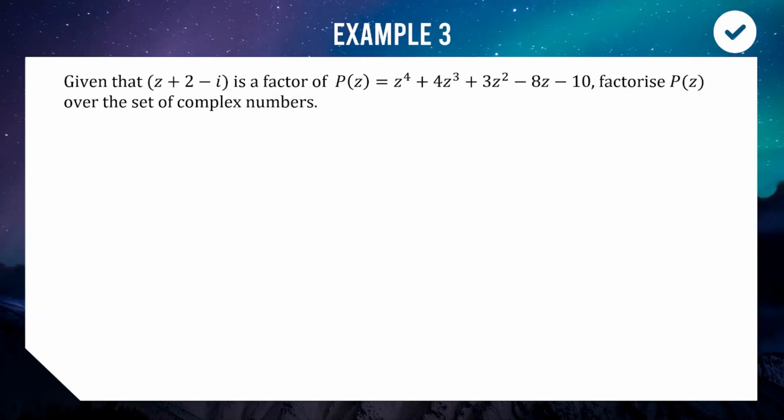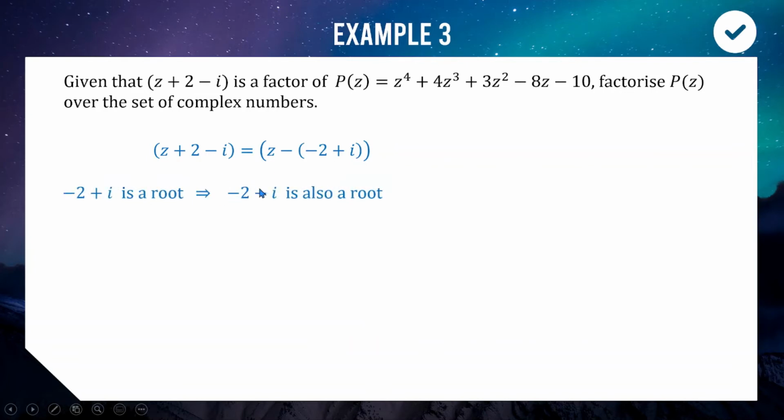Okay, so straight away, if we look at our factor, instead of having it as z plus something, we like to write our factors as z minus something, because then that thing we're minusing is one of our roots. So we have z minus negative 2 plus i. This tells us that minus 2 plus i is a root, and then the conjugate root theorem tells us that minus 2 minus i must also be a root of the polynomial. So straight away, we have 2 out of the 4 roots. We've just got to find the other 2 now.